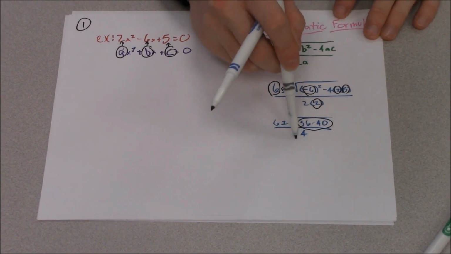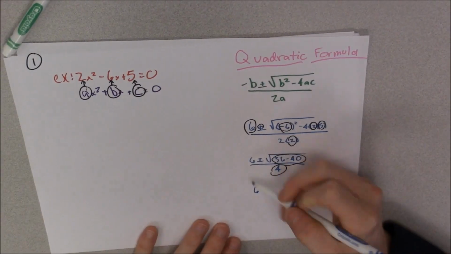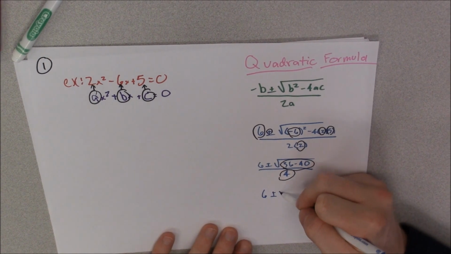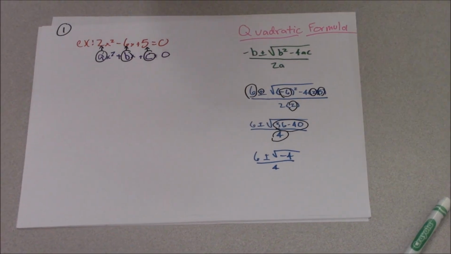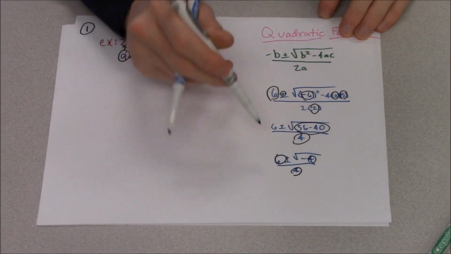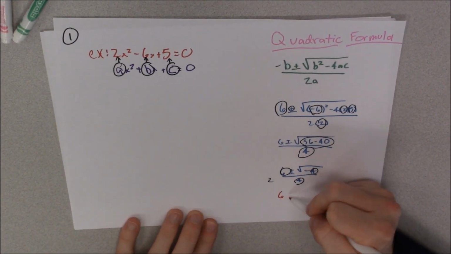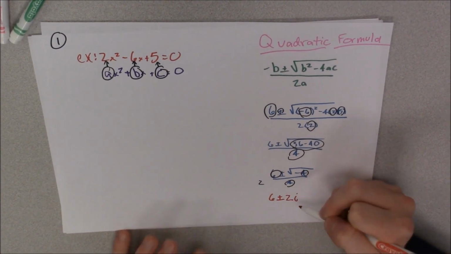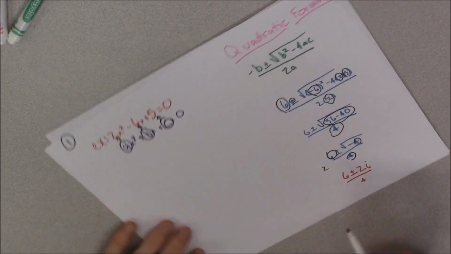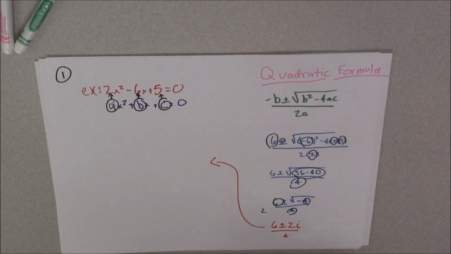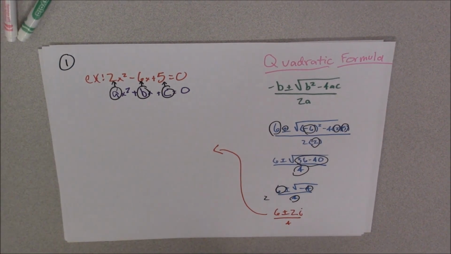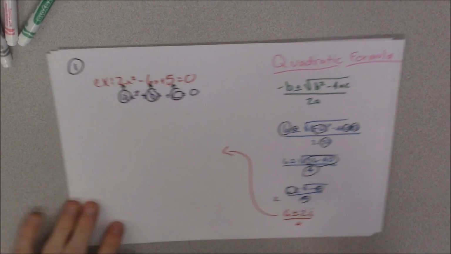So then you're left with 6 plus or minus square root of 36 minus 40 over 4. And so then you reduce it to 6 plus or minus the square root of negative 4 over 4. And that reduces to 6 plus or minus 2i over 4.